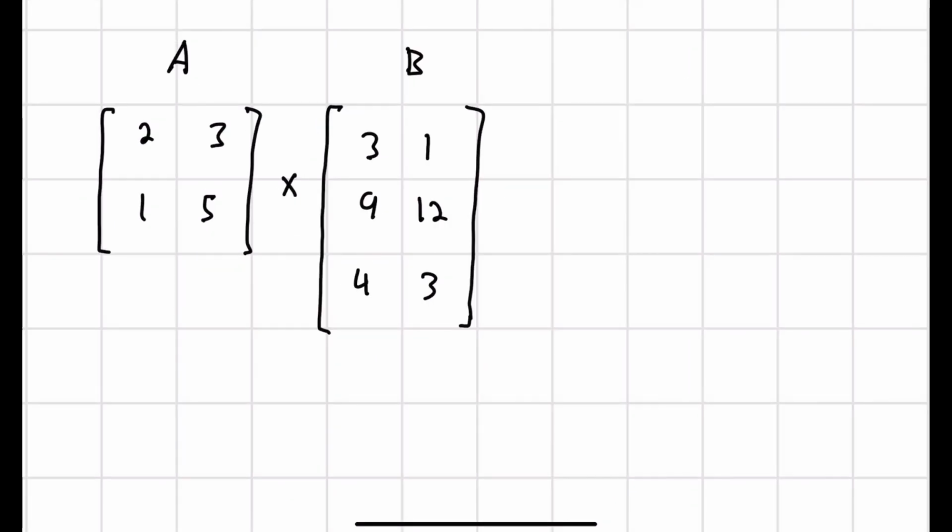In our next example, matrix A has two rows and two columns, and matrix B has three rows and two columns. So we can see that since matrix A has two columns and matrix B has three rows, these two numbers are not equal to each other. So that means we cannot perform matrix multiplication for this example.